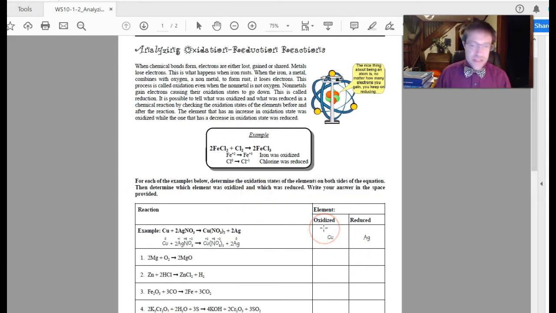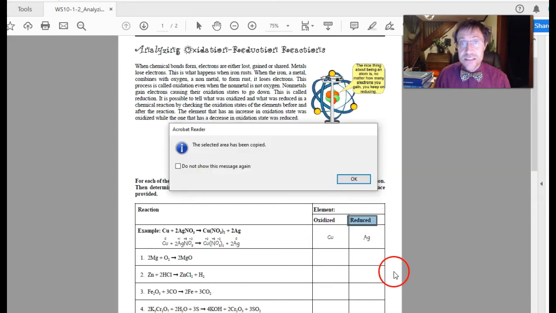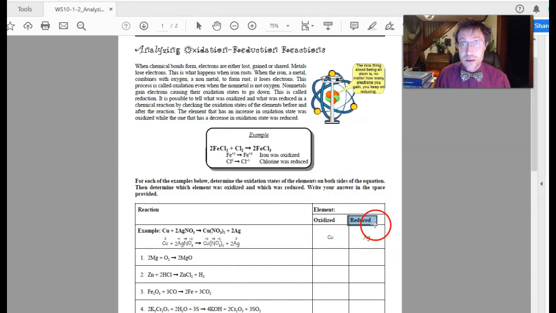Because anything over here that is oxidized, anything that's oxidized is the reducing agent. Anything that gets reduced is the oxidizing agent. You guys picking up what I'm putting down?